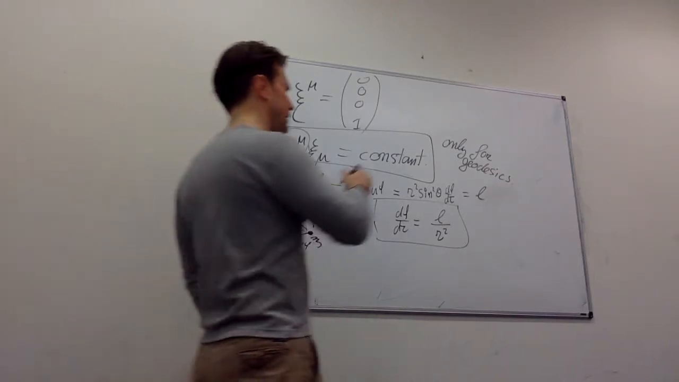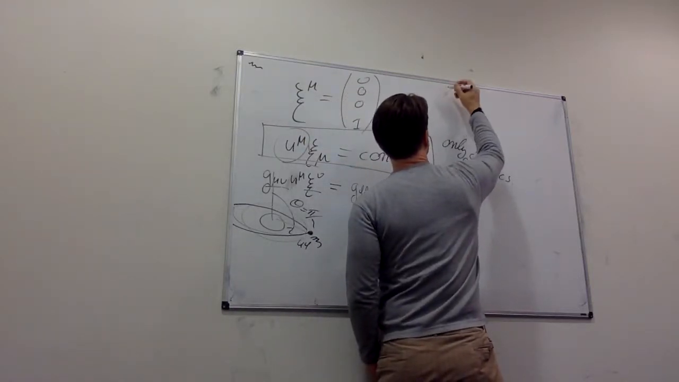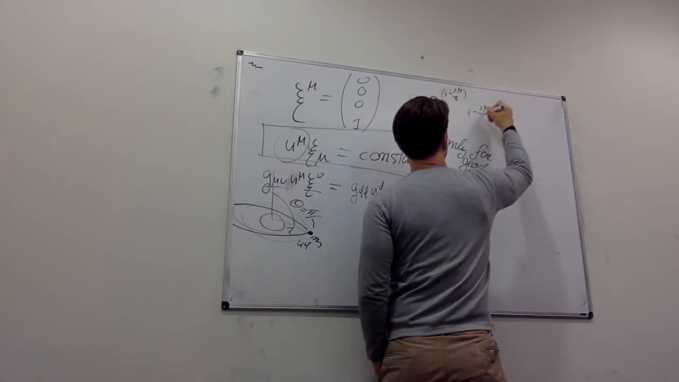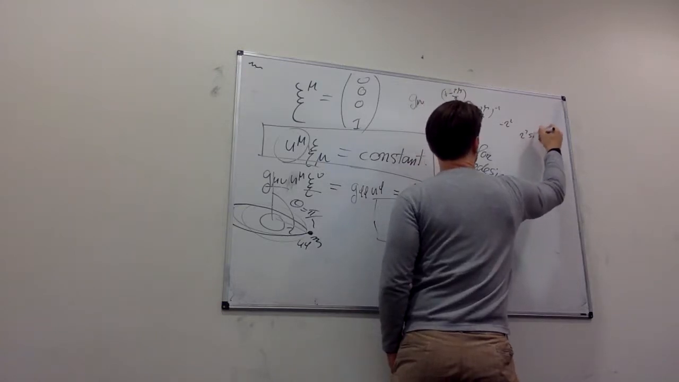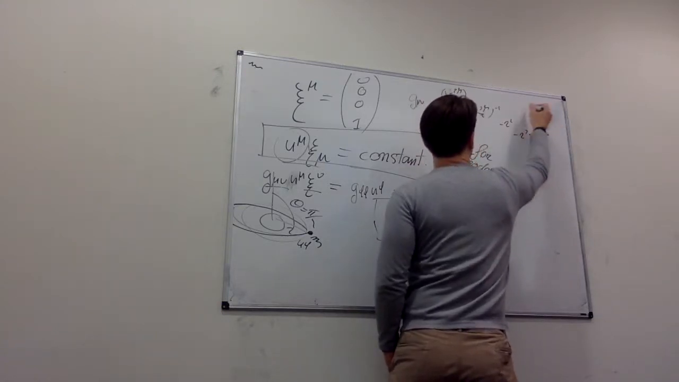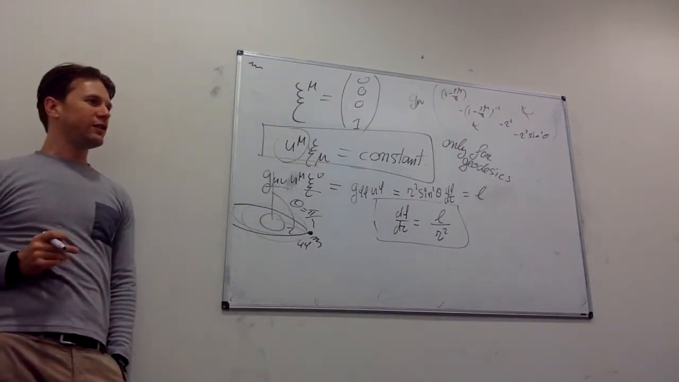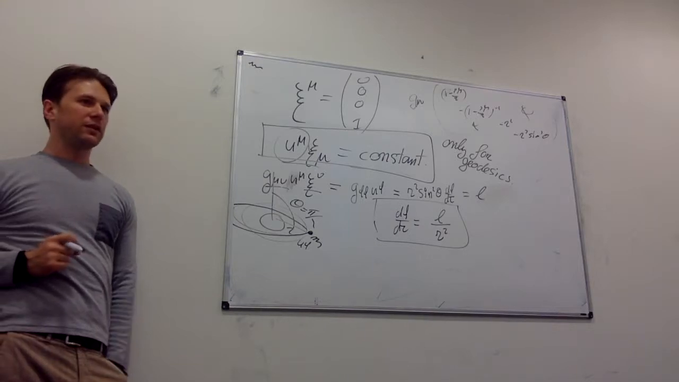I will help you. I will write down the metric for you. 1 minus 2m over r, minus 1 over (1 minus 2m over r), minus r squared, minus r squared sine squared theta. The rest are all zeros. Please point towards a coordinate in which you are free to move without changing anything in the metric.